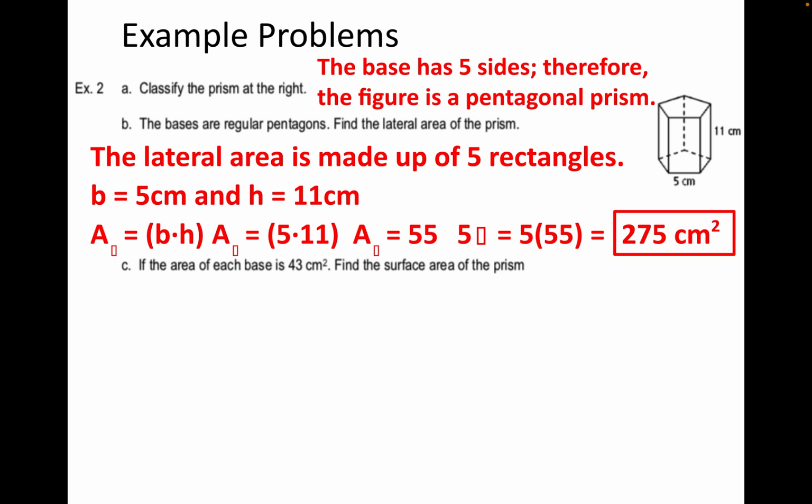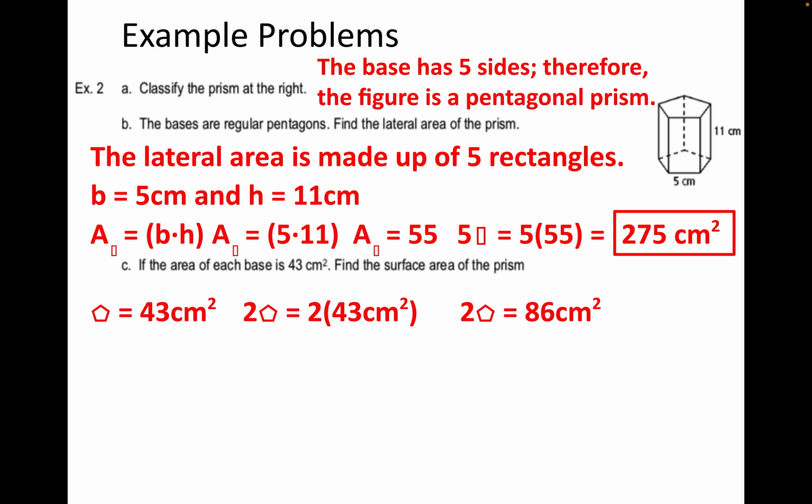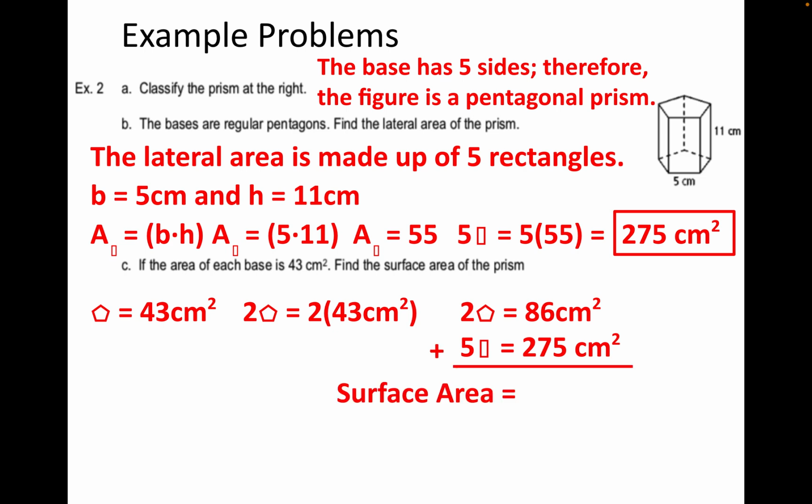Okay. And then part C asks, if the area of each base is 43 square centimeters, find the surface area of the prism. So the surface area is simply the lateral area plus the bases. So if I have a pentagon that's 43 square centimeters, then 2 of them for the 2 bases would be 2 times 43, or 86. And if I add that to my 5 lateral faces, which we just figured out earlier was 275, add those up to get the surface area, and the surface area would be 361 square centimeters.